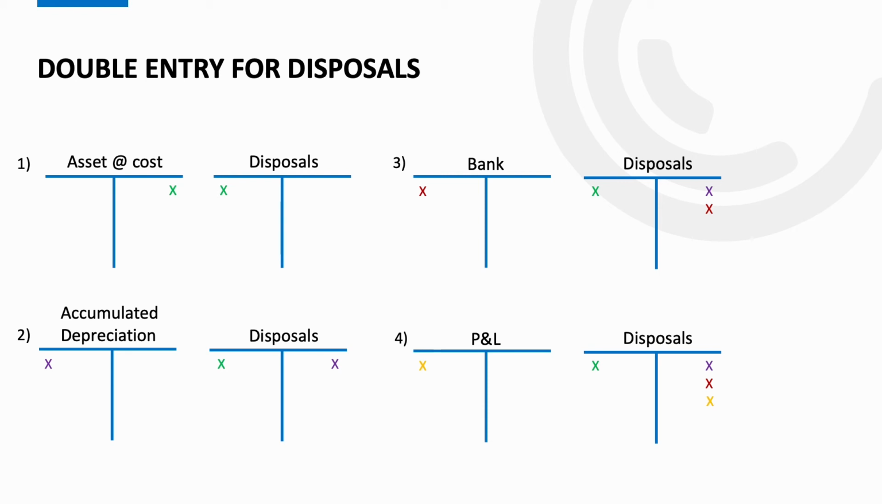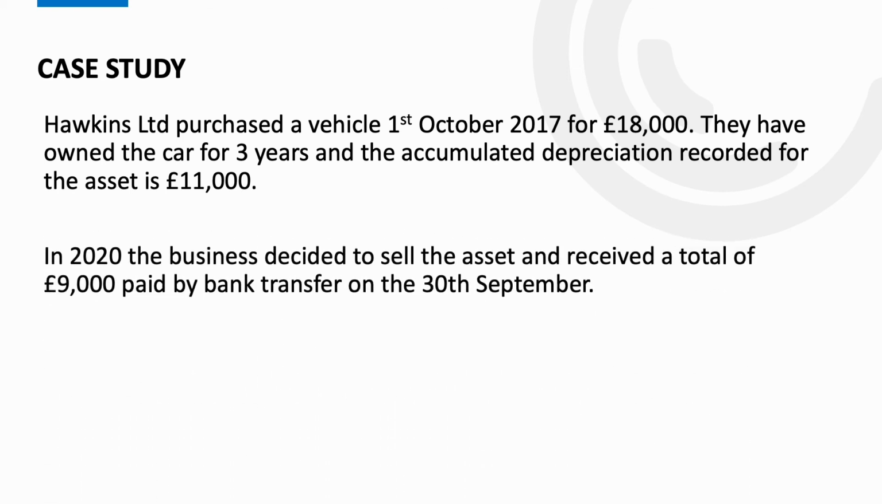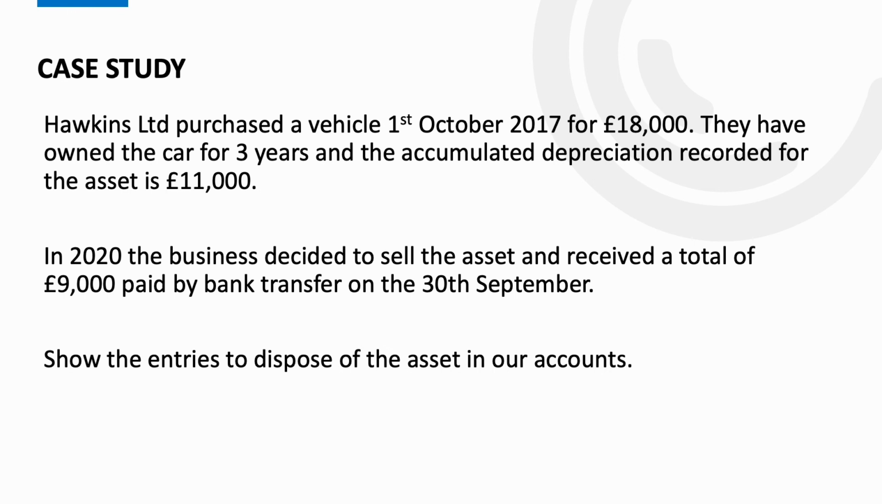Fantastic. Right, let's have a look at our case study. Hawkins Limited purchased a vehicle on the 1st of October 2017 for £18,000. They have owned the car for 3 years and the accumulated depreciation recorded for the asset is £11,000. In 2020, the business decided to sell the asset and received a total of £9,000 paid by bank transfer. Show the entries to dispose of the asset in our accounts.